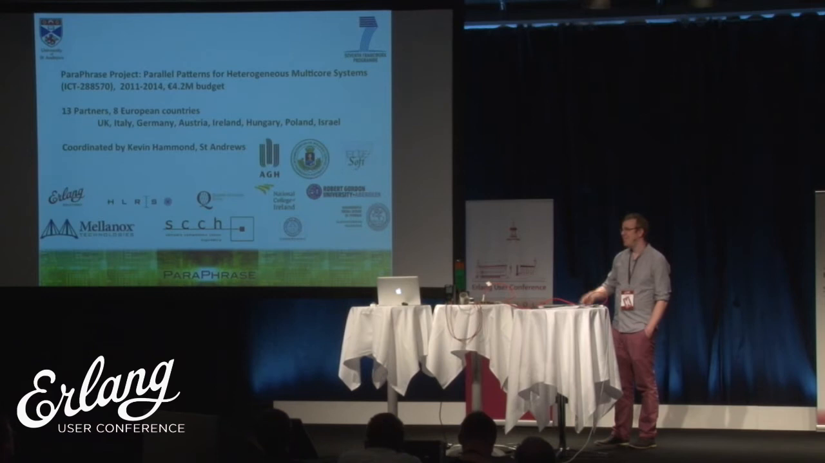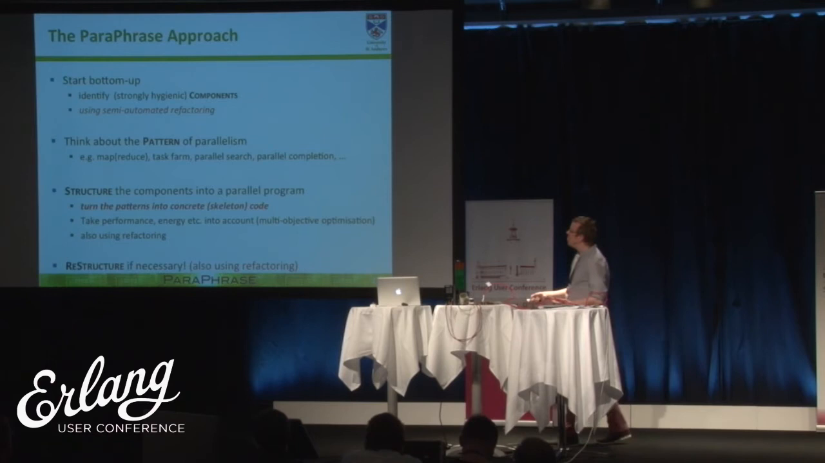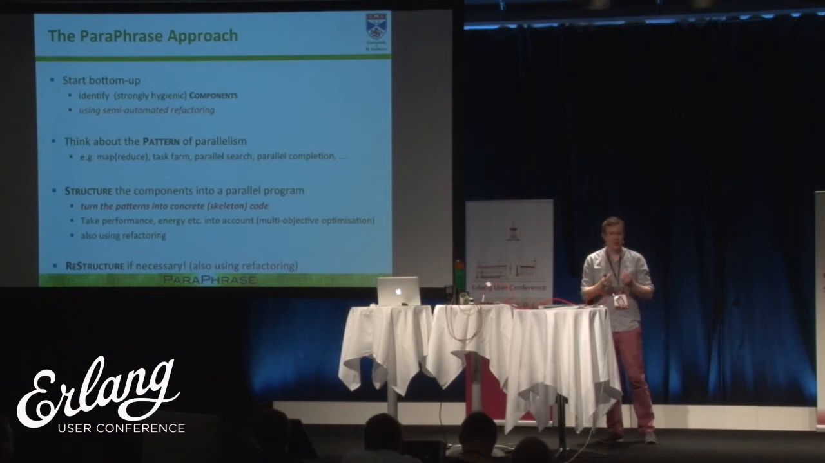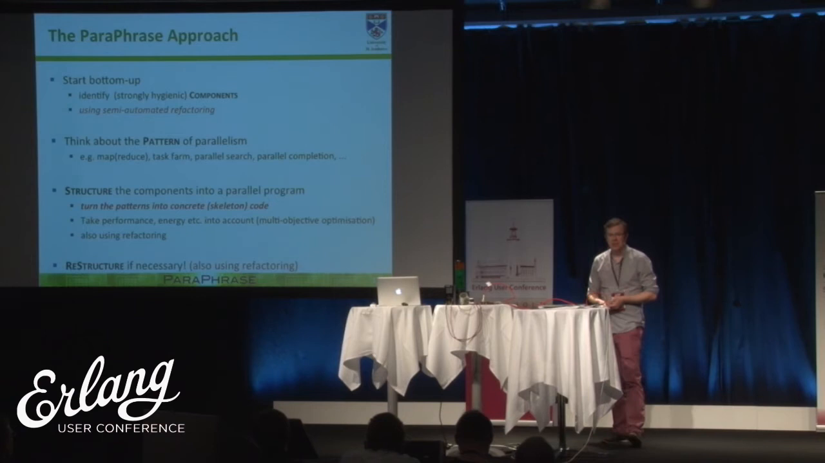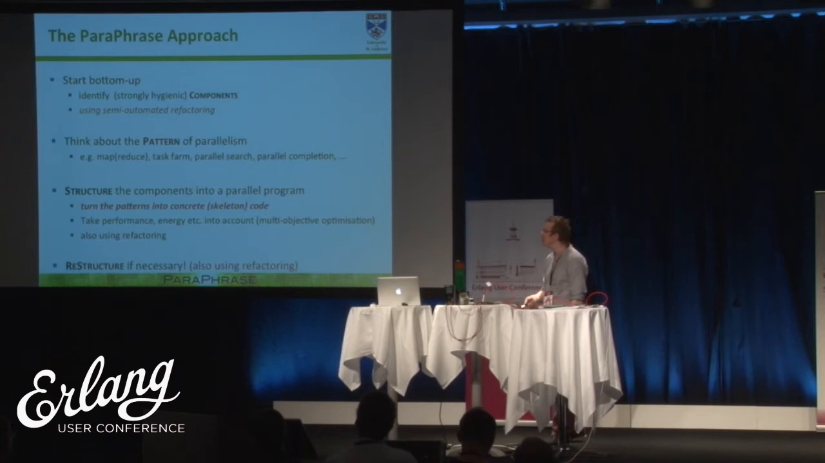Now our idea in Paraphrase is to completely change this low-level approach. So it's about trying to think of a way to think in parallel. And the way we do this is, instead of starting at the top, we start at the bottom. By that, I mean we first identify components in our program. What are the units of work that we need to deal with? These are the lowest level entity in parallelism. I'm going to show you that we're using some semi-automated refactoring techniques to do this for us. Even just thinking about components is not enough. We're going to provide tools that allow people to identify and introduce these things into their code.